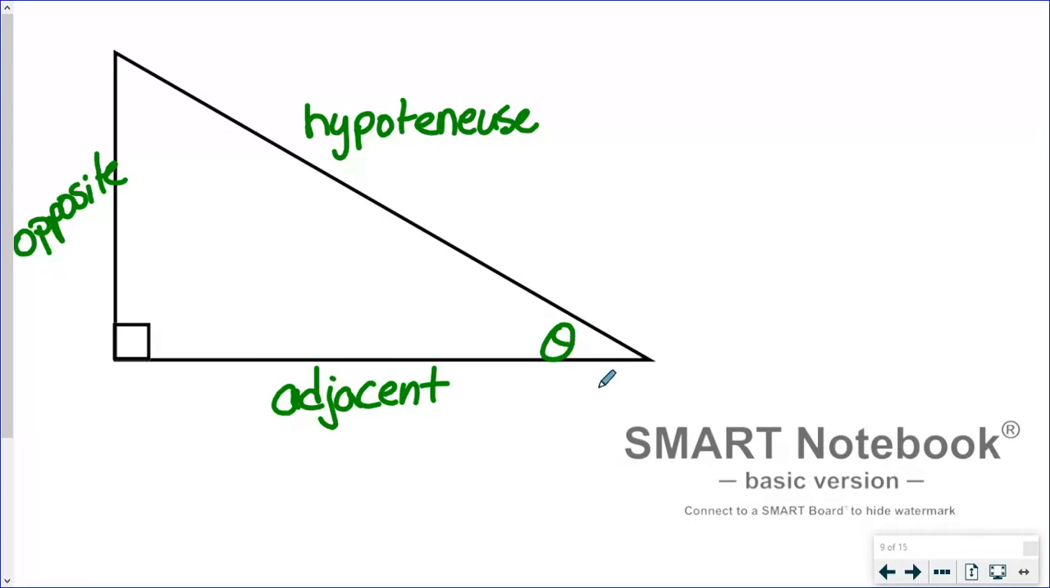Now, do be careful. Depending on which angle they talk about, adjacent and opposite can flip around. If I was talking about this angle up here, then this would be the opposite and this would be the adjacent. So keep in mind that it completely depends upon which angle you're talking about. The hypotenuse will never change. The hypotenuse is always across from the right angle.